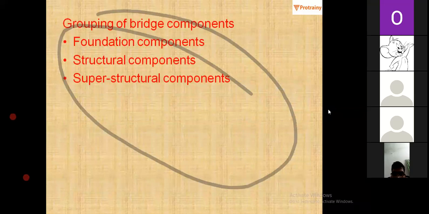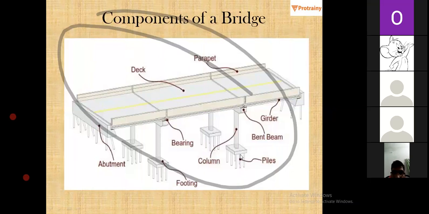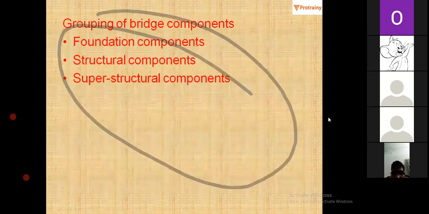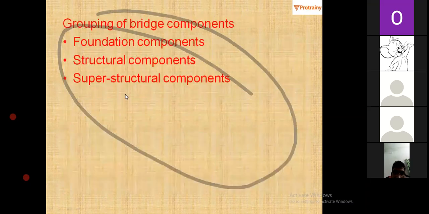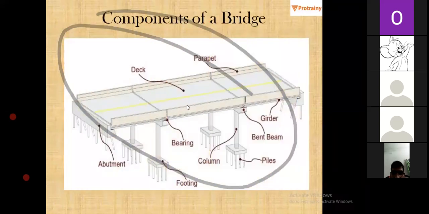Grouping of bridge components. Foundation components can be piles, caisson, or isolated footing as well. Then come the structural components on which your deck is standing: piers or columns, abutments, and lastly superstructural components, which is your deck.